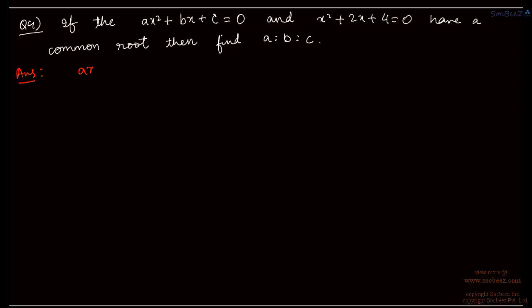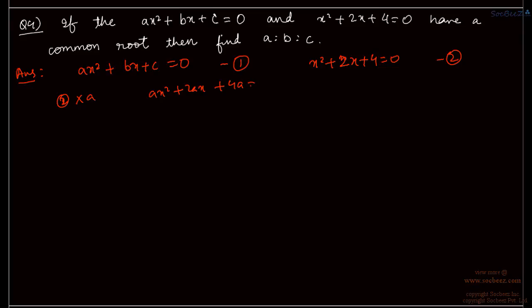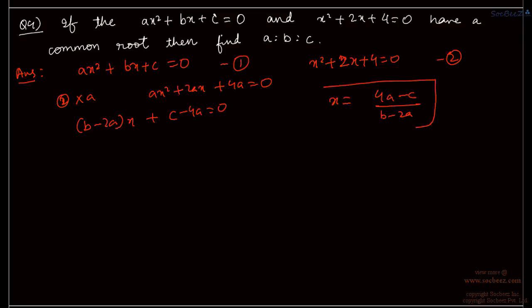Okay, so let's write down the same way. This is my first equation. This is my second equation. So, I multiply the second equation with a, that gives me ax squared plus 2ax plus 4a equal to 0, and now I subtract this equation from the first one. Ax squared is gone. I have b minus 2a into x plus c minus 4a equal to 0, where x is equal to 4a minus c by b minus 2a, right?